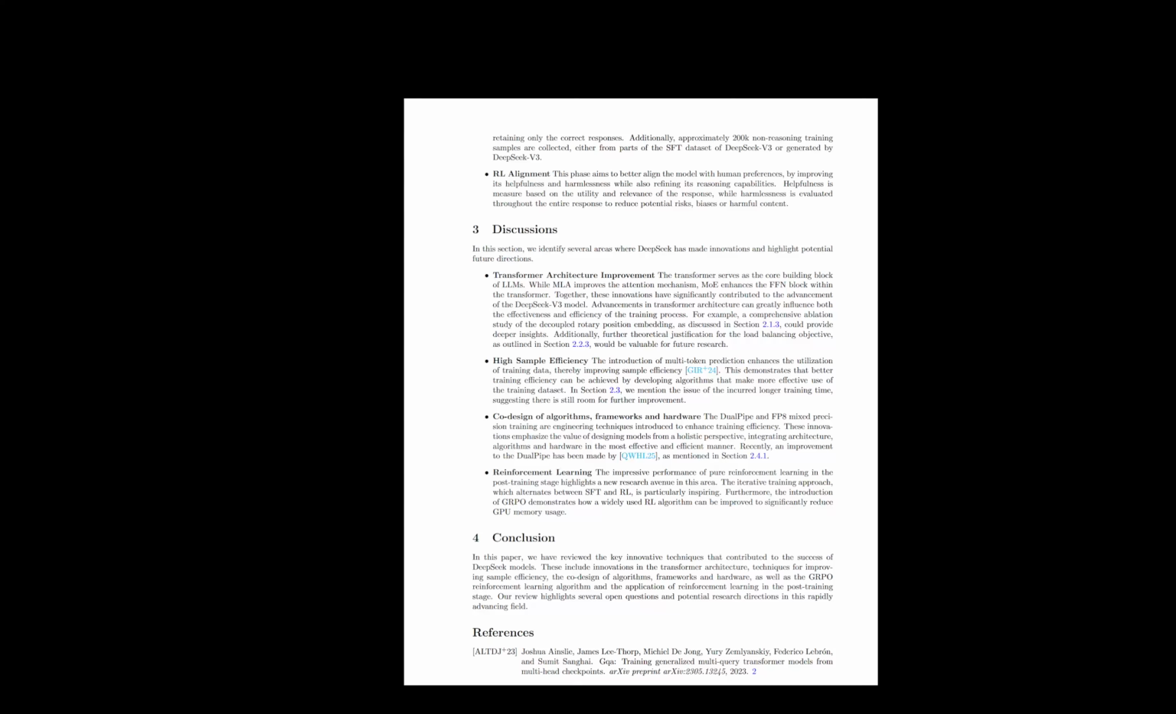RL alignment. This phase aims to better align the model with human preferences by improving its helpfulness and harmlessness while also refining its reasoning capabilities. Helpfulness is measured based on the utility and relevance of the response, while harmlessness is evaluated throughout the entire response to reduce potential risks, biases, or harmful content. Three, discussions. In this section, we identify several areas where DeepSeek has made innovations and highlight potential future directions.